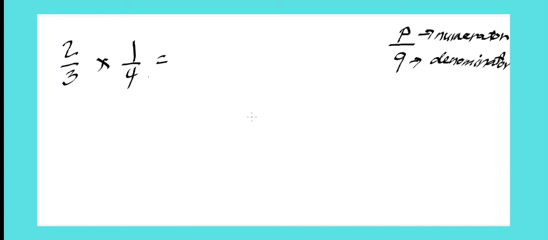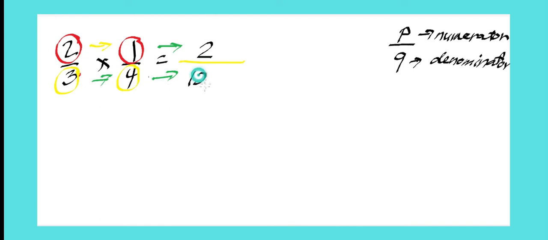So let's focus on our problem. We got 2/3 times 1/4. That is our given. Now, we are going to identify first the numerator, and then we are going to identify also the denominator. The first thing that you are going to do is multiply both numerators, and multiply also both denominators, and you are just going to put it across the equal sign. So 2 times 1 will give you 2, 3 times 4 will give you 12.